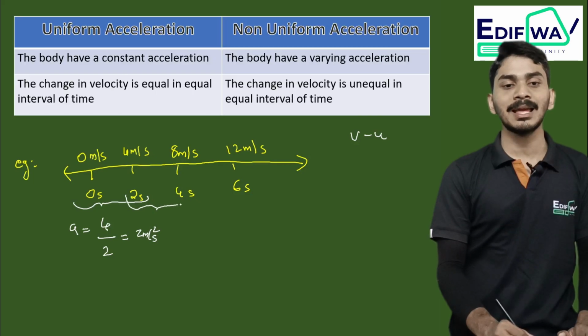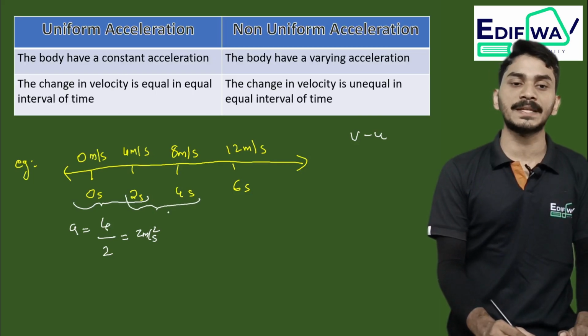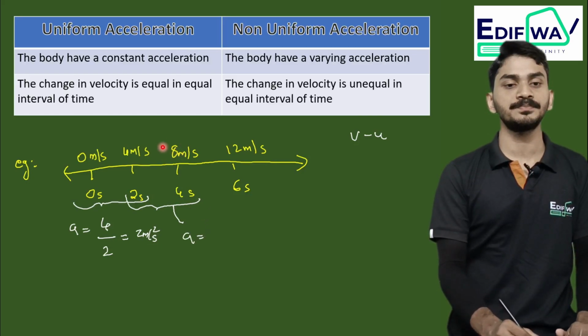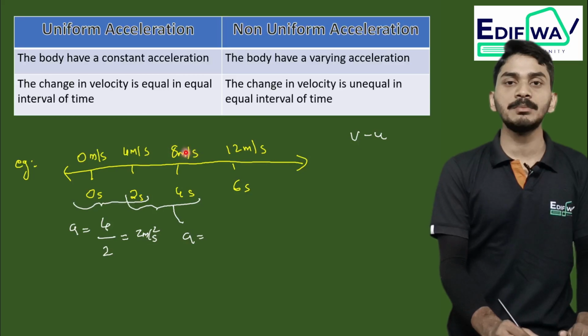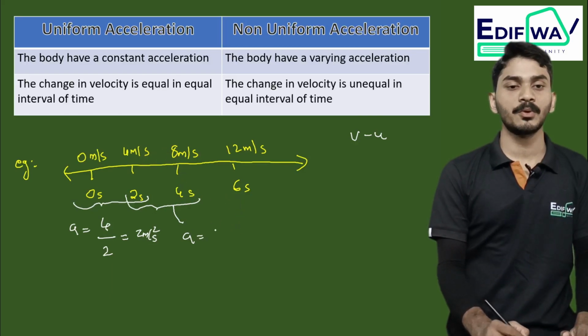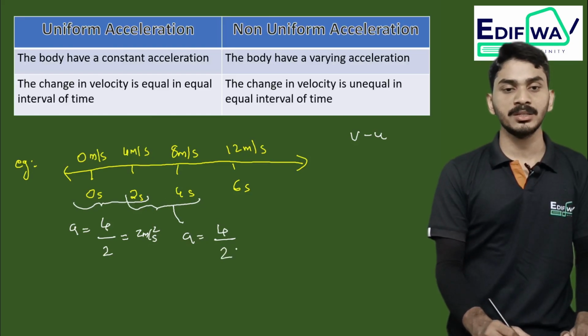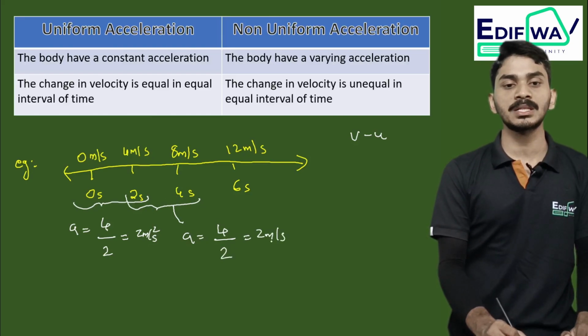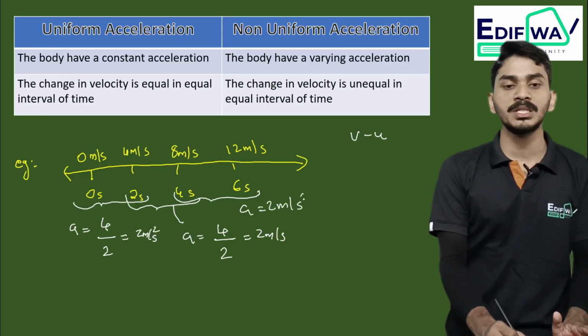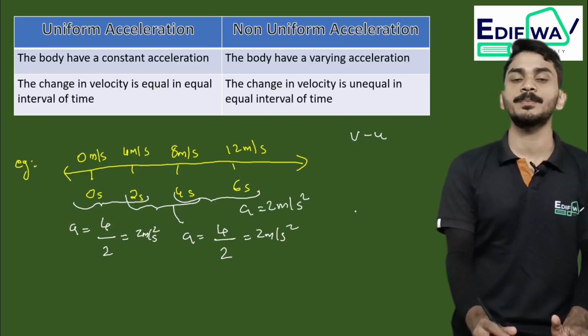Clear? Now let's find the acceleration from 2 second to 4 second. Here also, the final velocity is 8 meter per second, the initial velocity is 4 meter per second. So 8 minus 4 is 4, right? And the time taken is 2 seconds, so again it becomes 2 meter per second square. Similarly, if you calculate for 4 second to 6 second, the acceleration will be the same, that is 2 meter per second square. Clear? Just note the meter per second square unit.